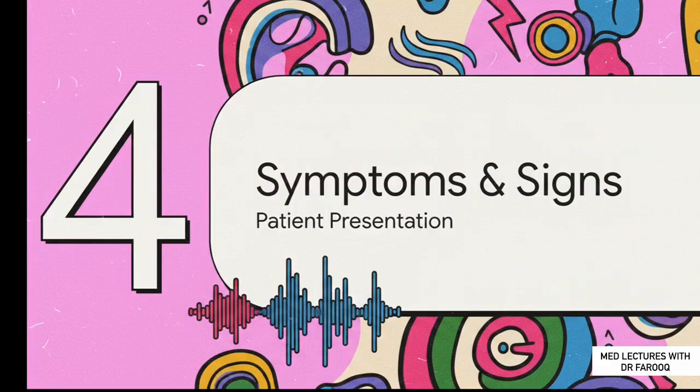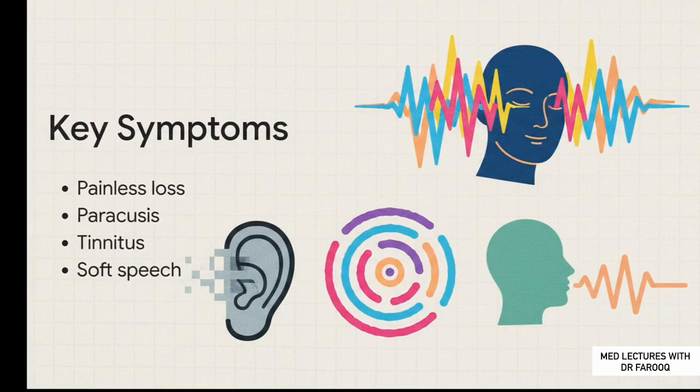What does the patient actually present with? So the absolute hallmark symptom here is an insidious, progressive, and completely painless hearing loss. It's usually bilateral, and like we said, it starts creeping up in the patient's 20s.